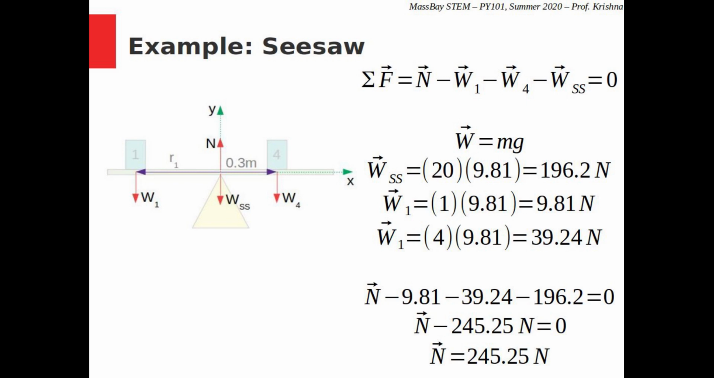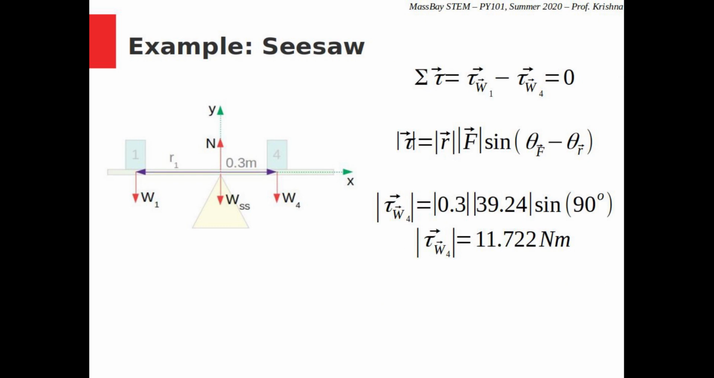The weight of the seesaw is calculated using W equals mg. It is 196.2 newtons. The weight of the 1-kilogram object is 9.81 newtons, and that of the 4-kilogram object 39.24 newtons. So the total downward force is 245.25 newtons. And since, in the definition of a statics puzzle, the total force is 0, we can easily find the normal force. It is also 245.25 newtons.